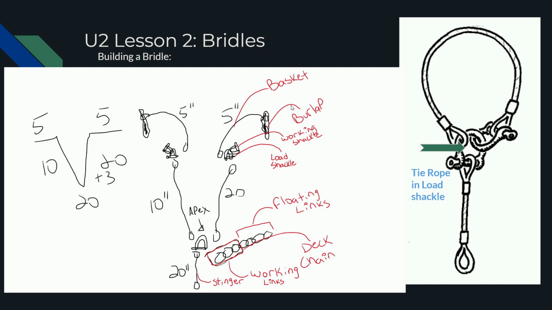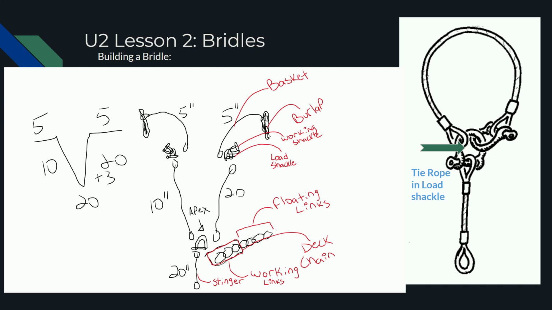So let's look at this red writing that's right here. This will be your basket. These little drawings right here will be your burlap. They usually go right in through the thimble. And then you got two different shackles here. This is important. They're usually built like this. Two different shackles. This is your load shackle, the bottom one, that's actually going to hold the weight. That's why it's a load shackle.